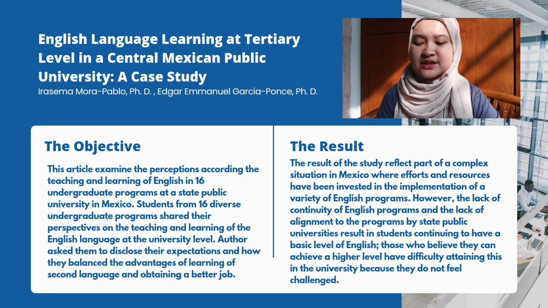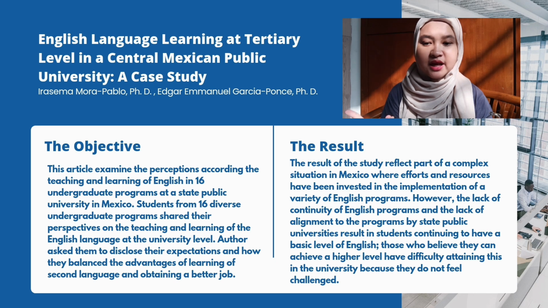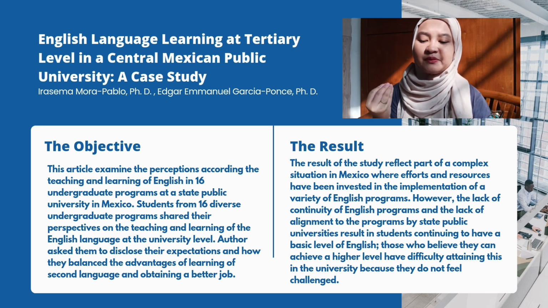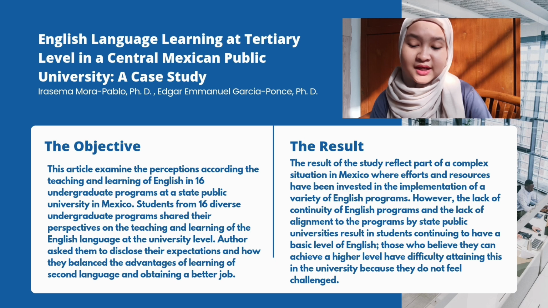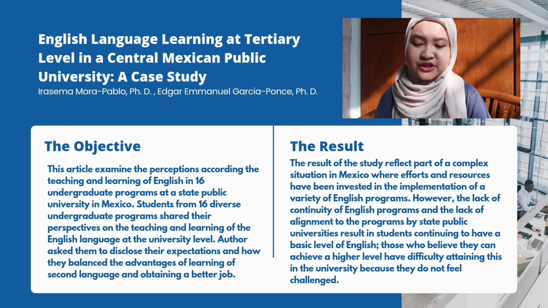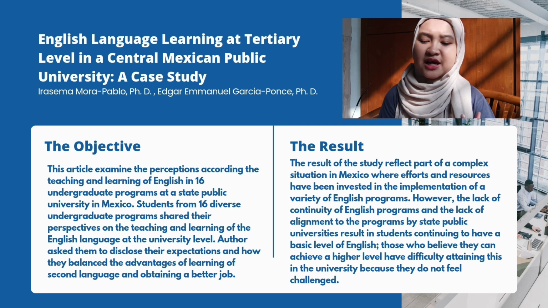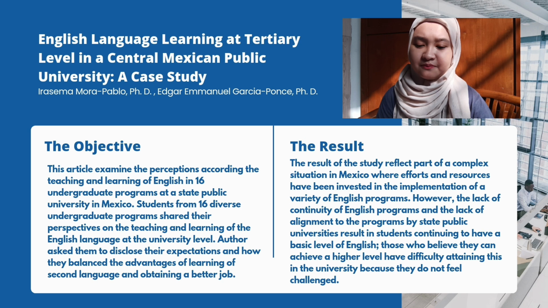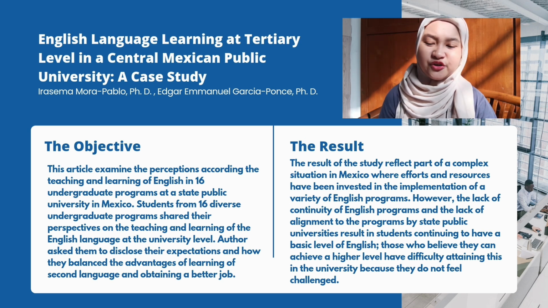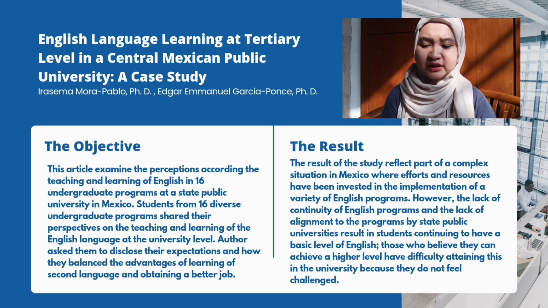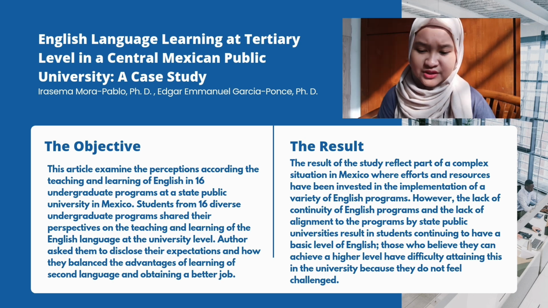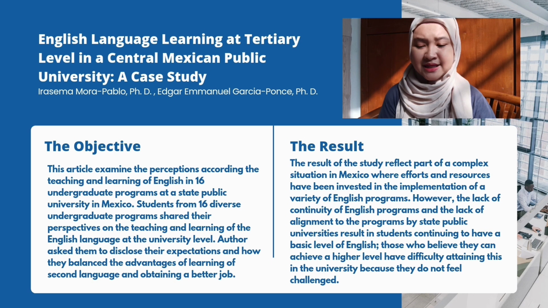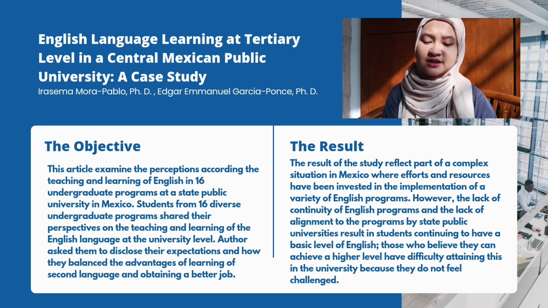They were also asked to disclose their expectations and how they balance the advantages of learning a second language and obtaining a better job. The result of this study reflects part of a complex situation in Mexico where efforts and resources have been invested in the implementation of a variety of English programs. However, the lack of continuity of English programs and the lack of alignment of the programs by state public universities result in the students continuing to have a basic level of English. Those who believe they can achieve a higher level have difficulty attaining it in the university because they do not feel challenged.